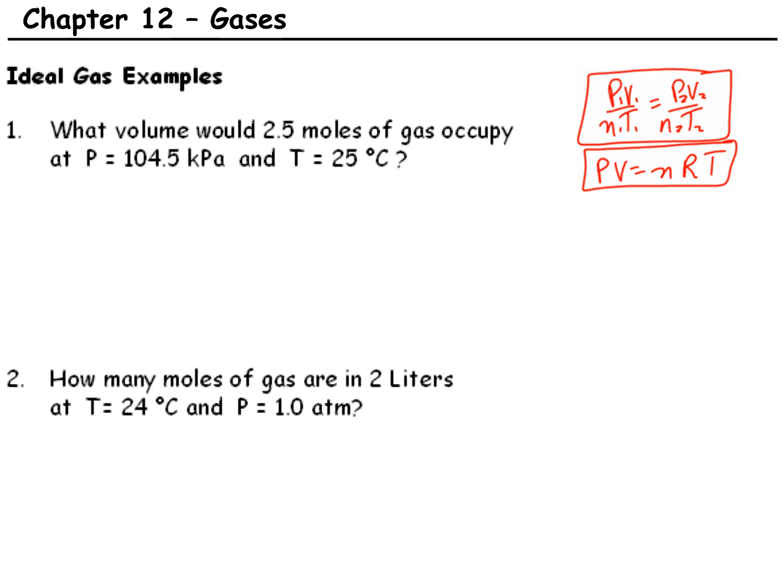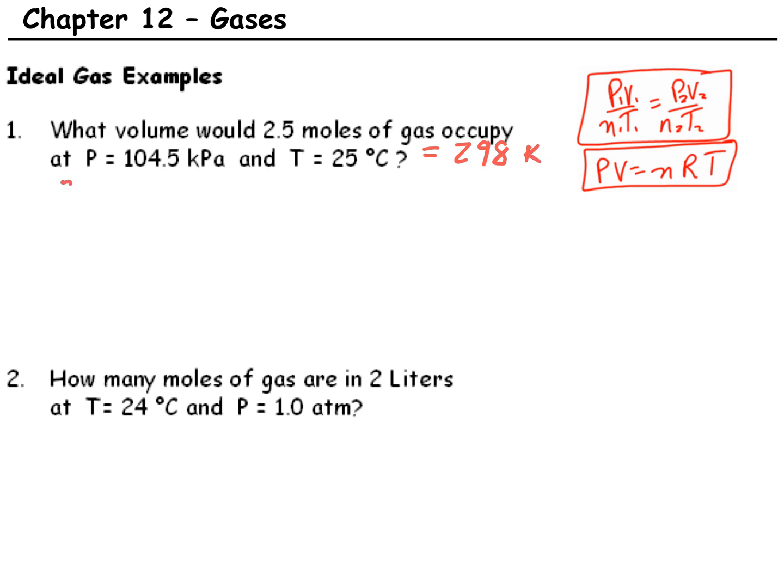Okay, let's look at some sample problems. If we have a question such as, what volume would 2.5 moles of gas occupy at 104.5 kPa and 25 degrees Celsius? Now, the first thing we've got to do is get that temperature to be in Kelvin, which means we would have to add 273. So that's going to give us 298 for our temperature in Kelvin.